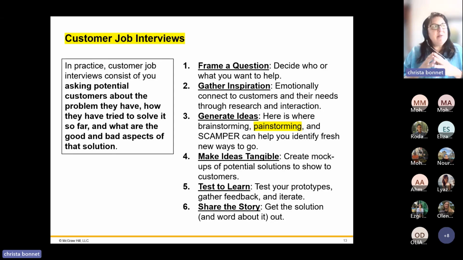Okay, so can you see in front of you on the screen, there's a slide, customer job interviews. Okay, thank you. So remember this, from this slide, it's going to be applicable to your first assignment for this week. So you can look at this from different angles.